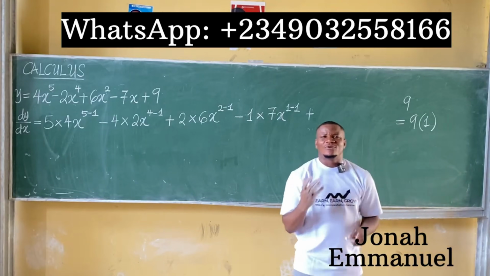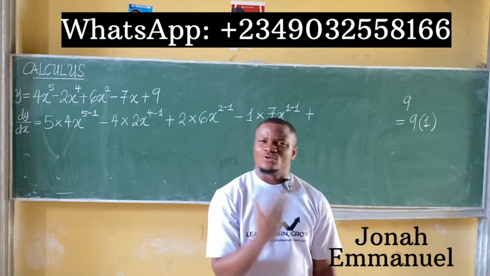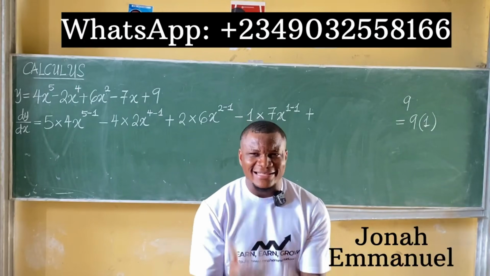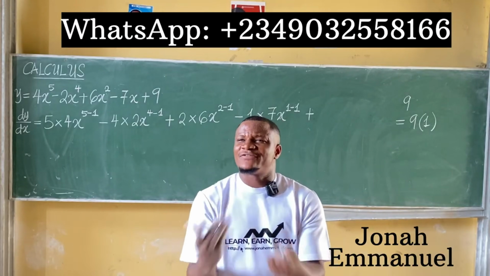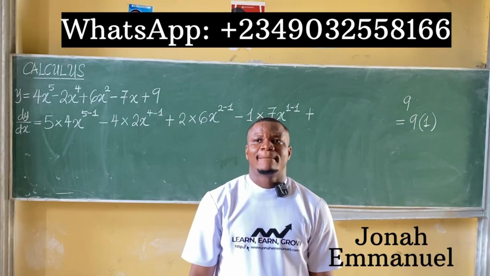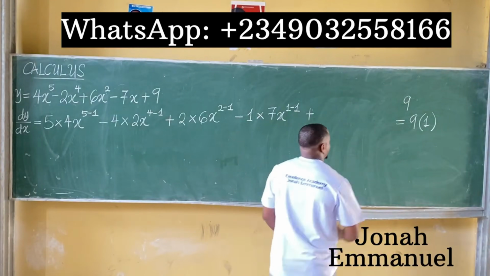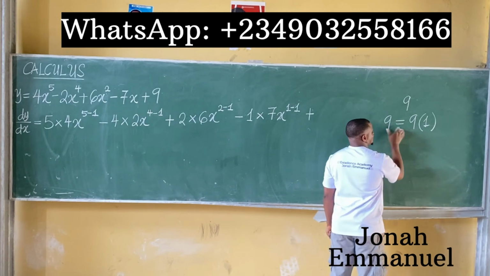See, when they give you true or false, I say, if you're not standing with true, stand with false. Don't go and bring yes. I didn't ask you yes or no. True or false, you're shouting yes. Yes from where? I asked you yes or no. Please, 9 is equal to 9 times 1.